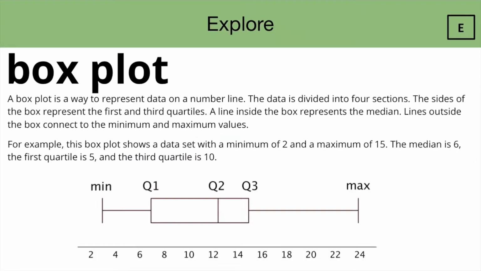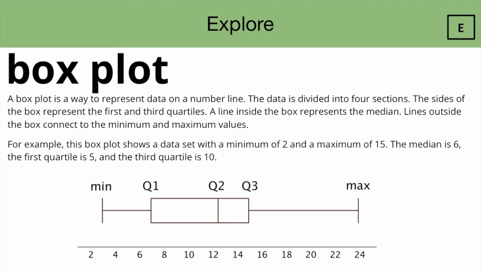For this slide in the Explore, students are introduced formally to the box plot. A box plot is a way to represent data on a number line. The data is divided into 4 sections. The sides of the box represent the first and third quartiles. A line inside the box represents the median. Lines outside the box connect to the minimum and maximum values.